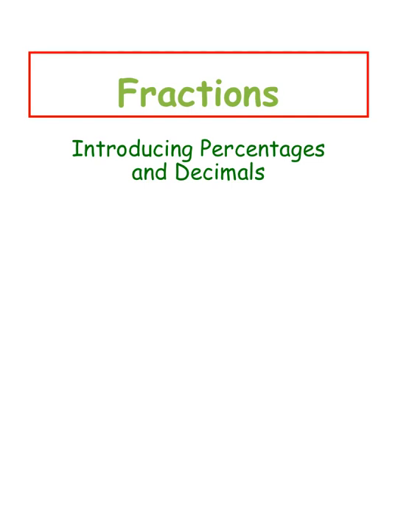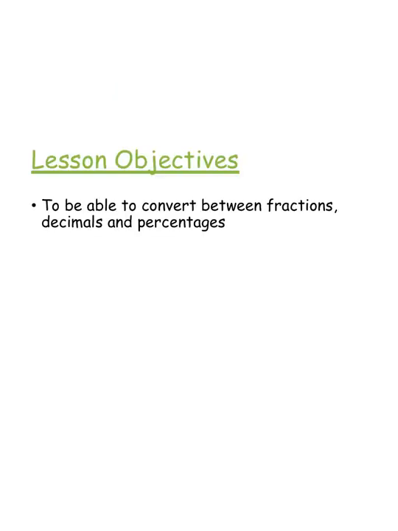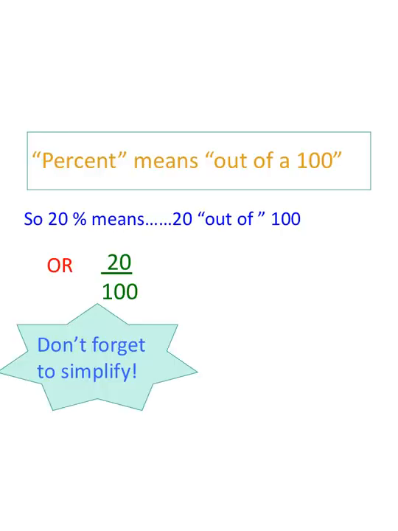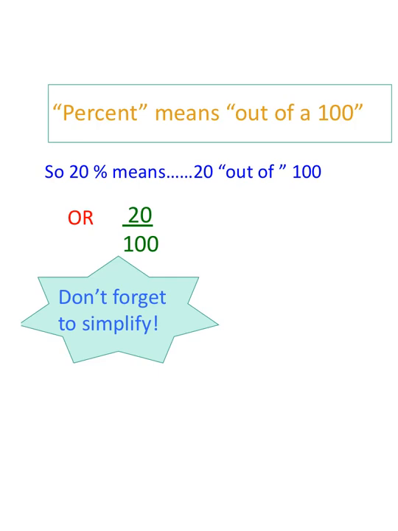So in this chapter, chapter 11, we're going to be looking at fractions and introducing fractions, decimals and percentages. So our lesson objective today is to be able, first of all, to convert between fractions, decimals and percentages. Now we know that percent means out of 100. So 20%, if we wanted to write that as a fraction, would mean 20 out of 100.